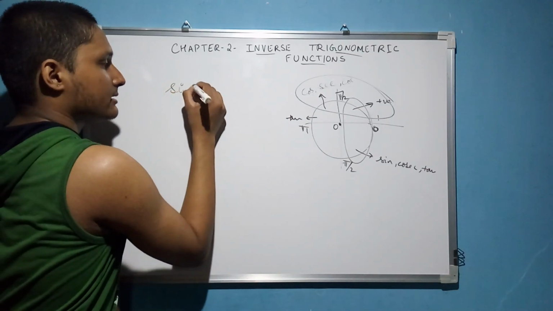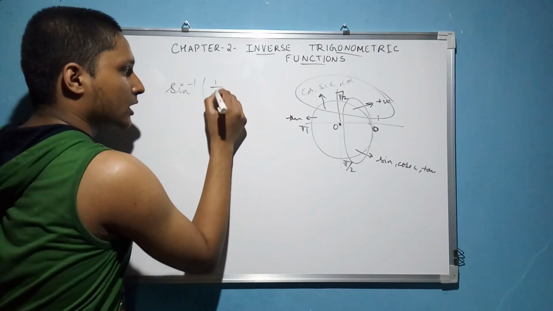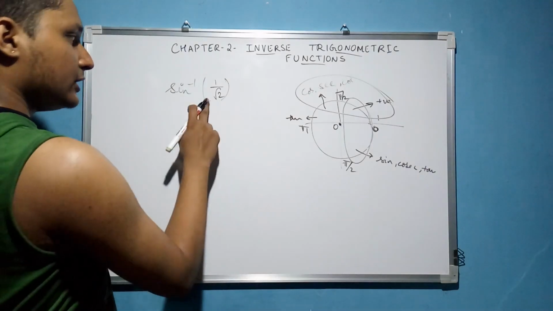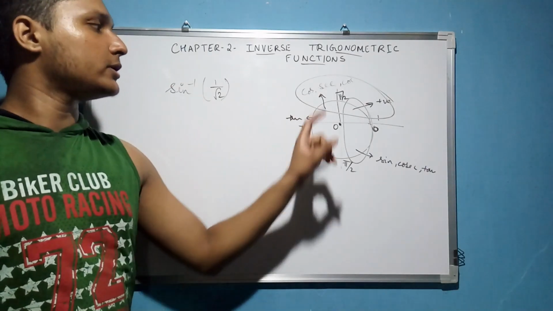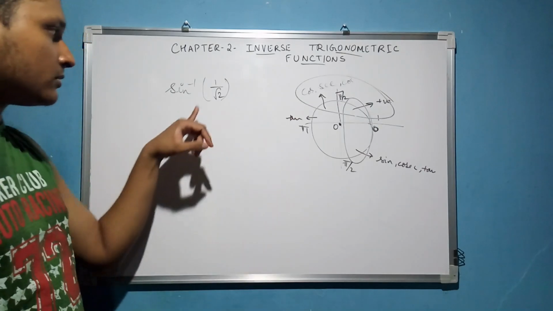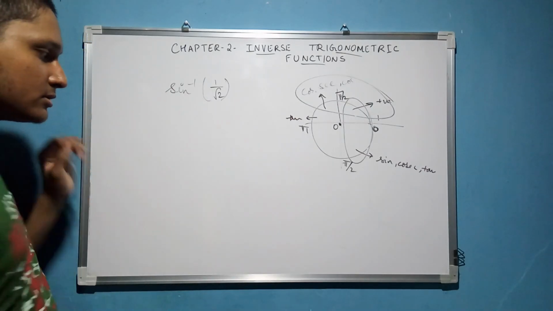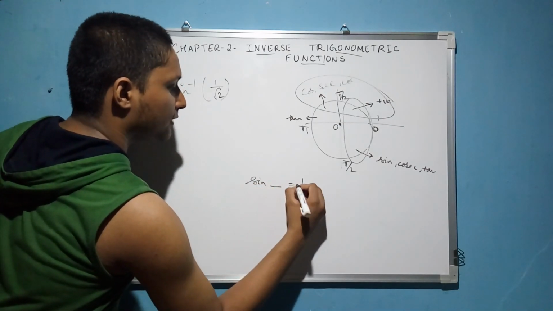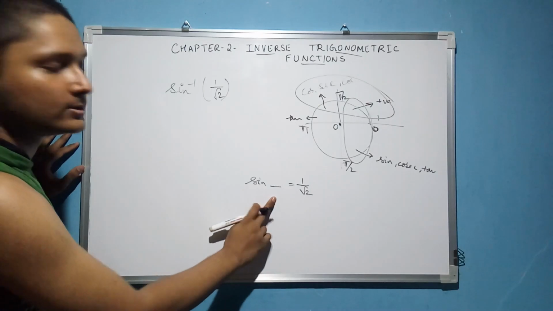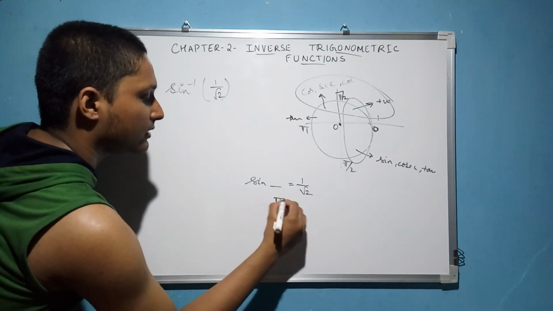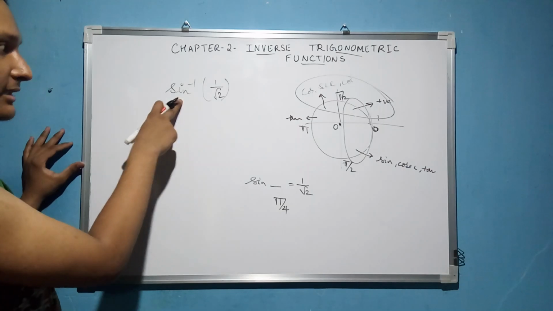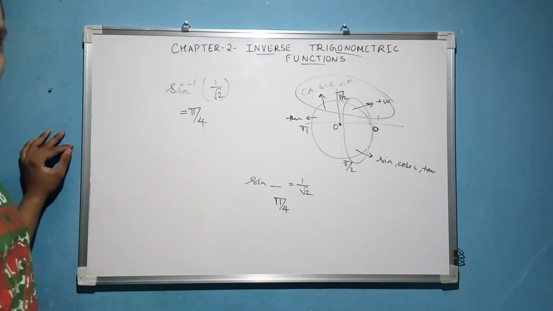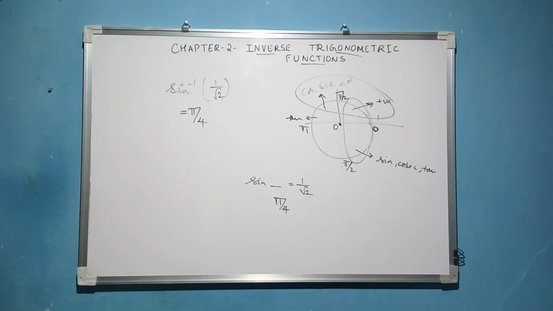So first question could be sine inverse of 1 by root 2. The first thing we need to see is the sign. The sign of this is positive, so there is no problem. It is going to come in the first quadrant only. So we need to find some number such that sine of that thing is equal to 1 by root 2. Sine of what is 1 by root 2? Sine of pi by 4 is 1 by root 2. Therefore, sine inverse of 1 by root 2 comes to be pi by 4. Okay? Now we'll move on to another question.